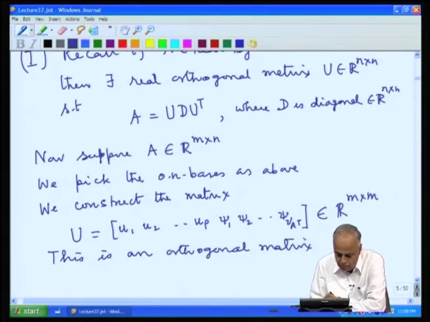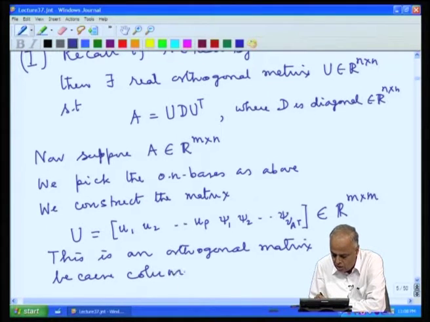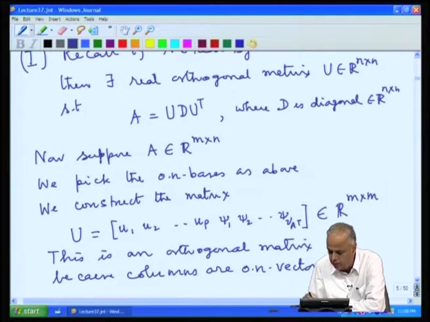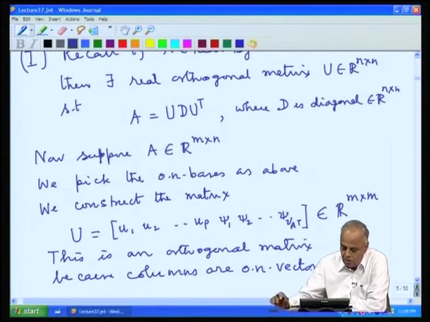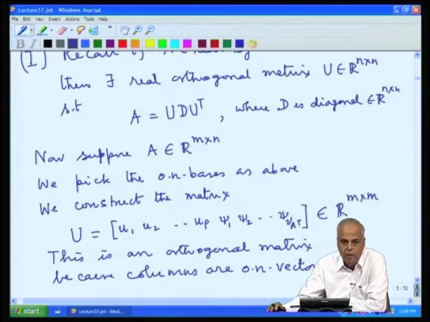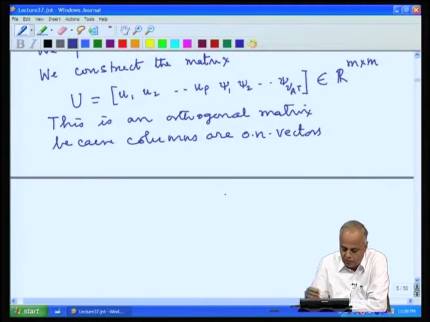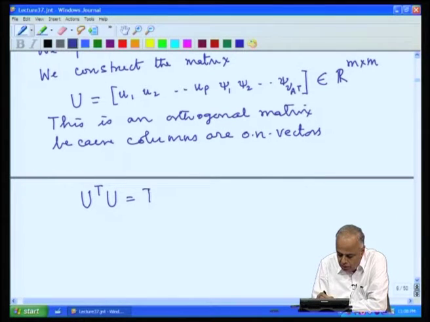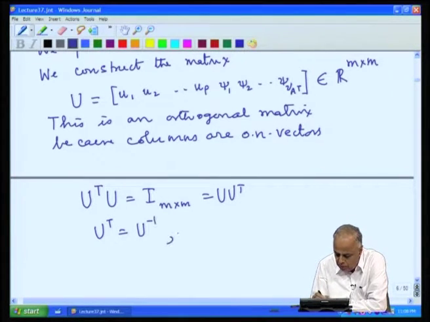And now this is an orthogonal matrix because the columns are orthonormal vectors. Whenever you have a real matrix with orthonormal columns, it becomes an orthogonal matrix. Whenever you have a complex matrix whose columns are complex orthonormal, then it becomes a unitary matrix. What does it mean to say it is an orthogonal matrix? U transpose U is the identity matrix, which is the same as U U transpose, which means U transpose is U inverse and the inverse of U transpose is U.